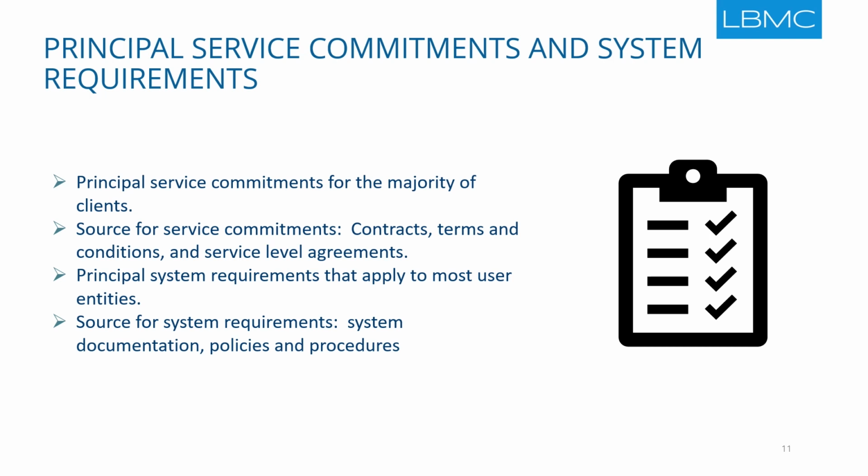Principal system requirements are also those likely to be relevant to most user entities. An organization should already have these defined within system documentation and policies and procedures. System requirements are defined as to how the system should function in order to meet the service organization's commitments to user entities, meet commitments to vendors and business partners, and comply with laws and regulations.